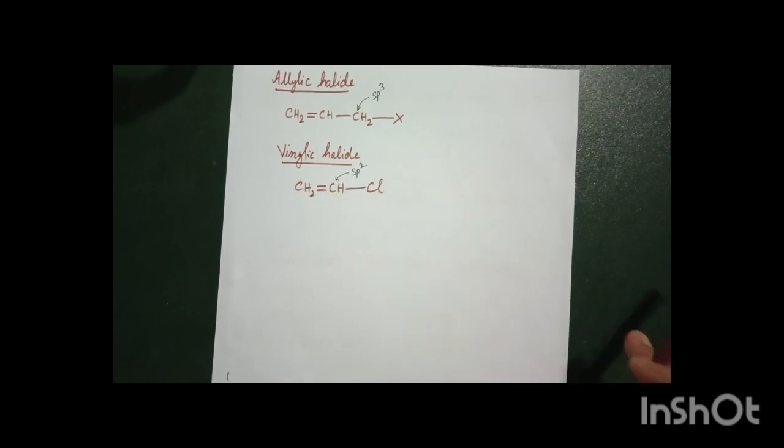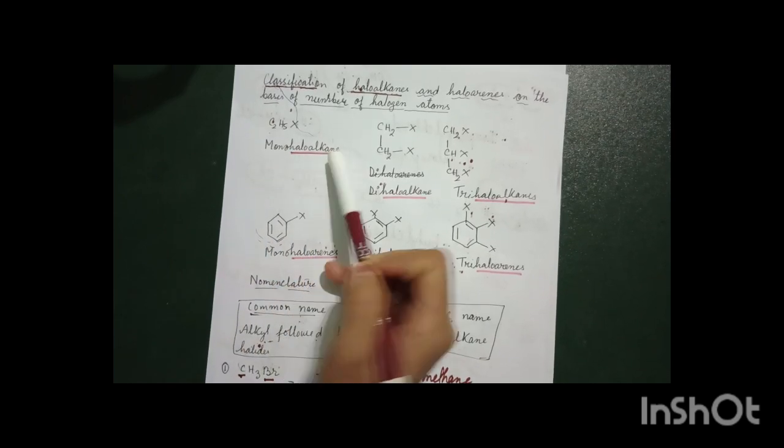Now we are going to discuss again the classification of haloalkanes and haloarenes on the basis of the number of halogen atoms. Here, how many halogens are there? Only one halogen, so one means monohalo. So this we will mention as monohaloalkane. Two halogens, so it is called dihaloalkanes. Three halogens, so it is called trihaloalkanes.